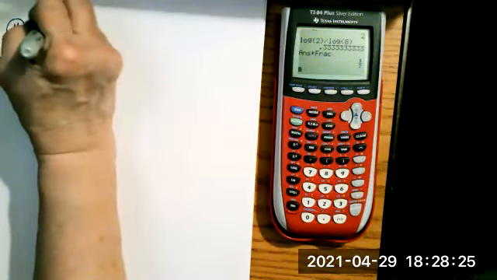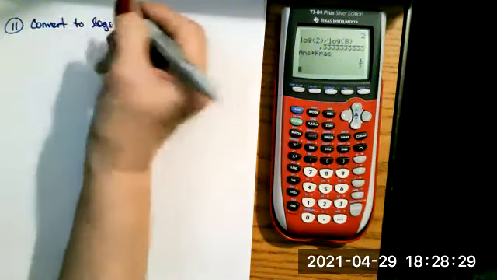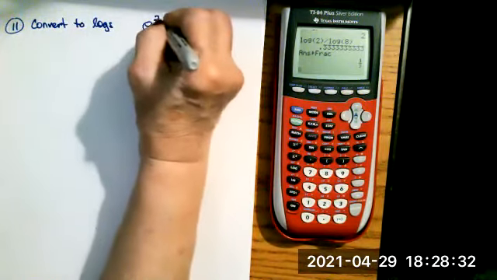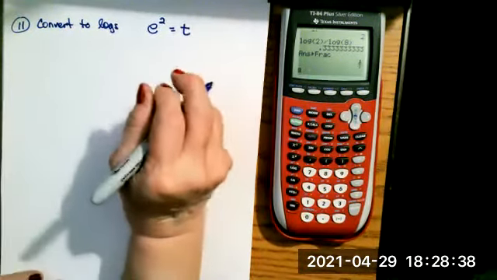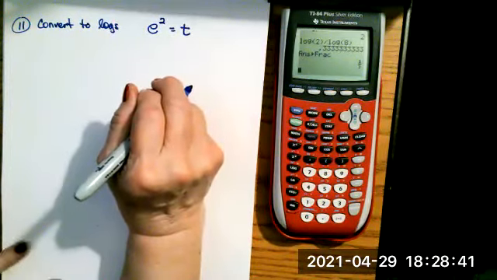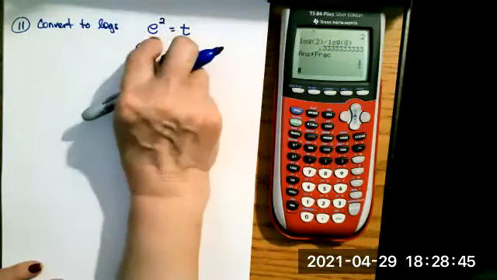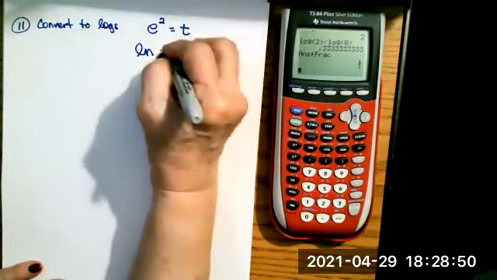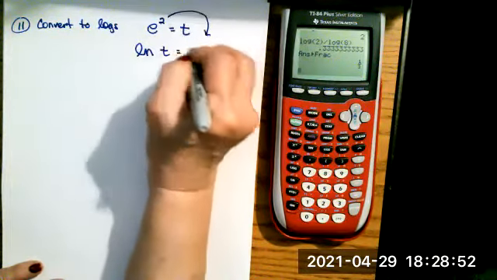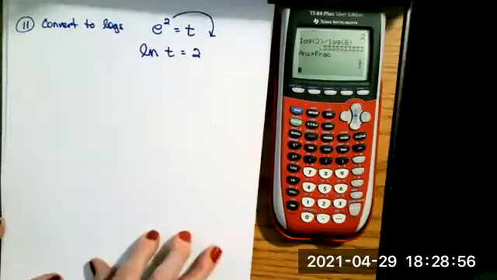Number 11 says convert to logs. And they start with e squared equals t. Now, since it says e, I probably don't want to use log. What would I rather use? ln. ln, and my base is e. The big log number is t. And my little exponent comes down over here on this side. ln t equals 2.